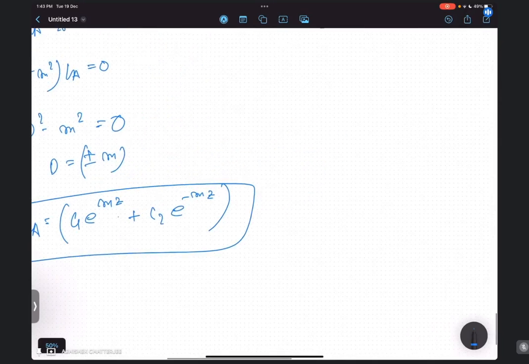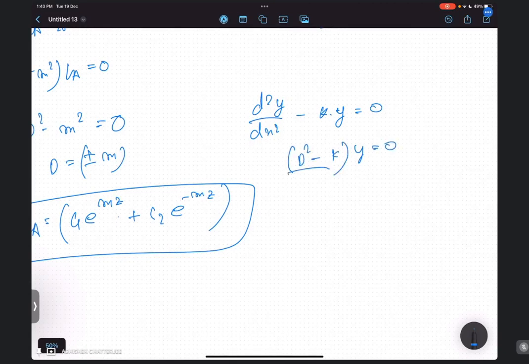ये पढ़े हो ना भाई, ये पढ़े थे हम लोग, याद है? Mathematics we have done it. D square y by dx square minus something, like let it be suppose k into y is there. Okay, this is equals to 0. So what we do, we take y common and we get this D square minus k equals to 0. From here we form our auxiliary equation like this. So D is equals to plus minus k.